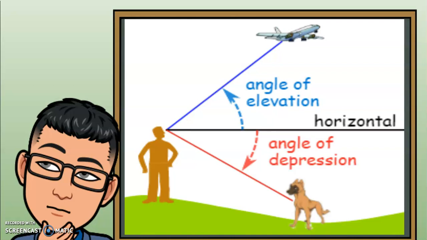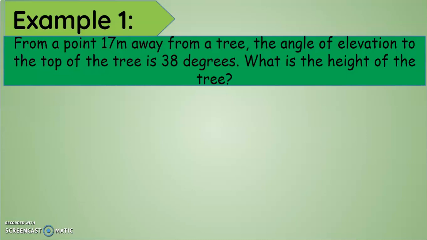Let's start with problem number 1. Always remember, when we solve a problem, we have to follow different steps. For example number 1, the problem is: from a point 17 meters away from a tree, the angle of elevation to the top of the tree is 38 degrees. What is the height of the tree? In order for us to solve this problem, step number 1 will be illustration. So we need to illustrate first the given problem.